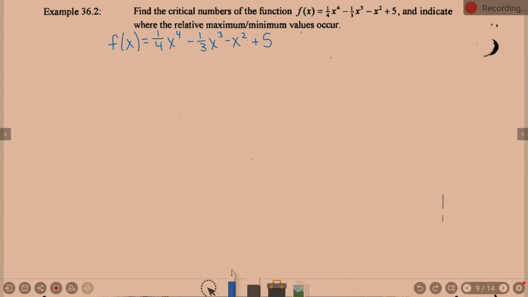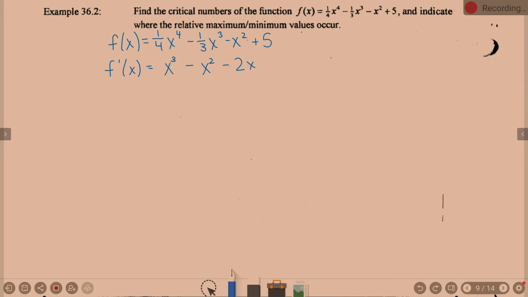What are we doing to find critical numbers? Derivative. So f prime of x. Derivative of 1/4 x to the fourth: x to the third. Love it when that happens, right? X to the third. Minus derivative of 1/3 x cubed: x to the second. Minus derivative of x squared: 2x. Plus derivative of 5: 0.